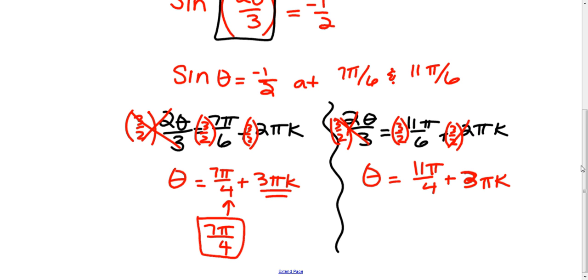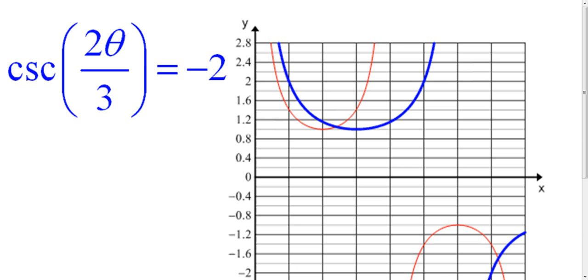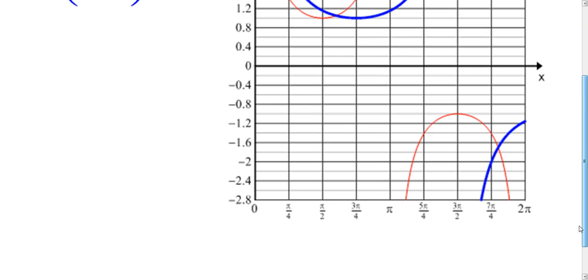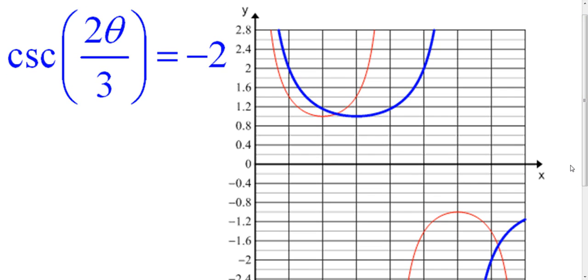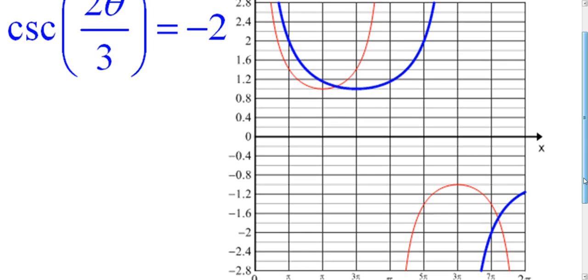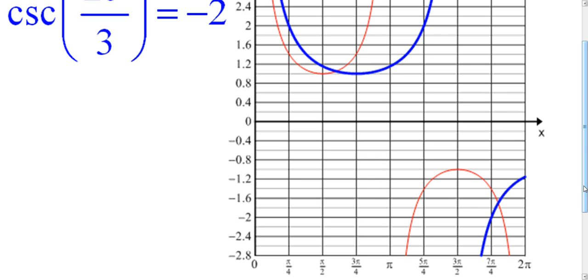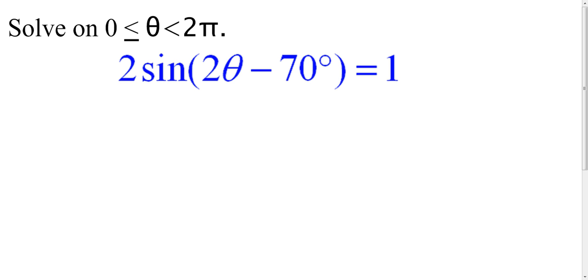Okay, if we were to look at this function between 0 and 2 pi, and we looked for all the spots where it was -2, the only spot that happens is at 7 pi over 4. All right, one more of these like this, and then we're going to switch gears a little bit.